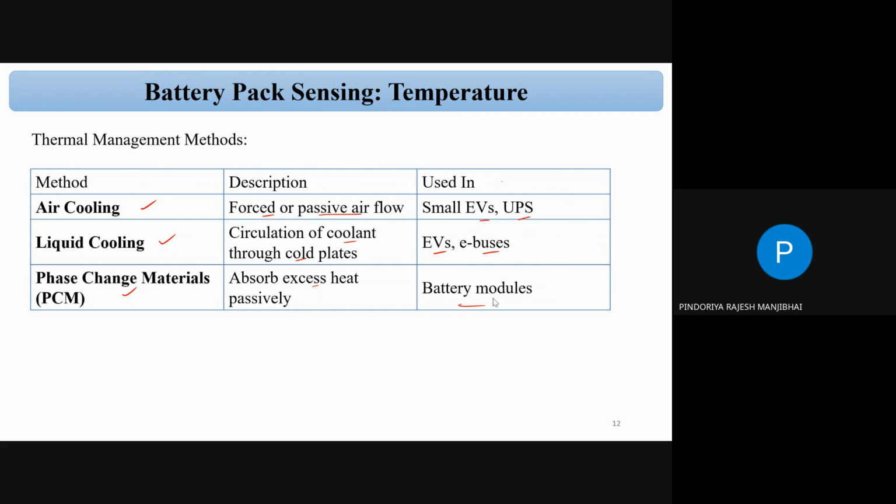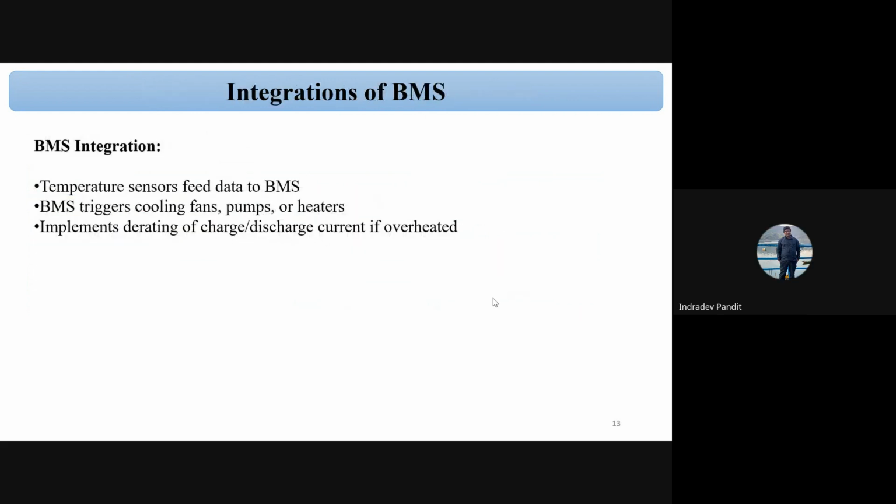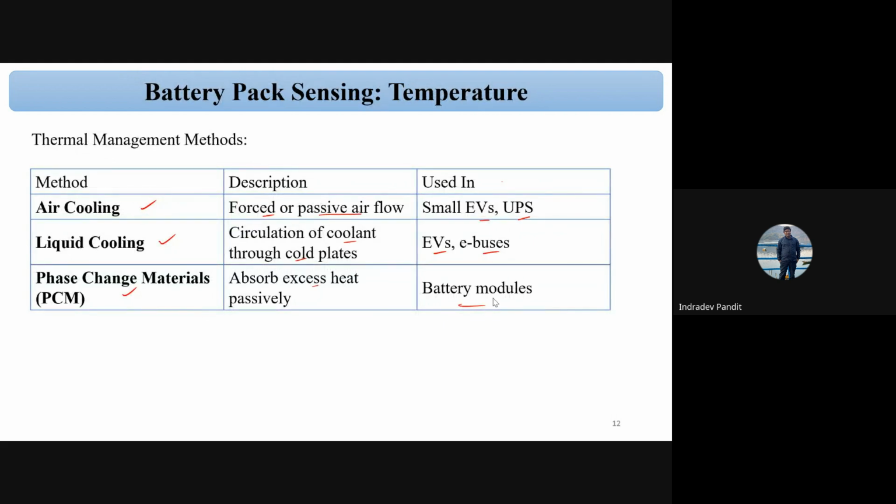Okay, so these are the temperature sensing methods, otherwise we can say the thermal management methods. Sir, what is liquid cooling? Liquid cooling means we have to give the liquid. Do you know the liquid heater? Do you have any idea about the oil heater? Normally we use a heater during the winter season, an air heater or oil heater.